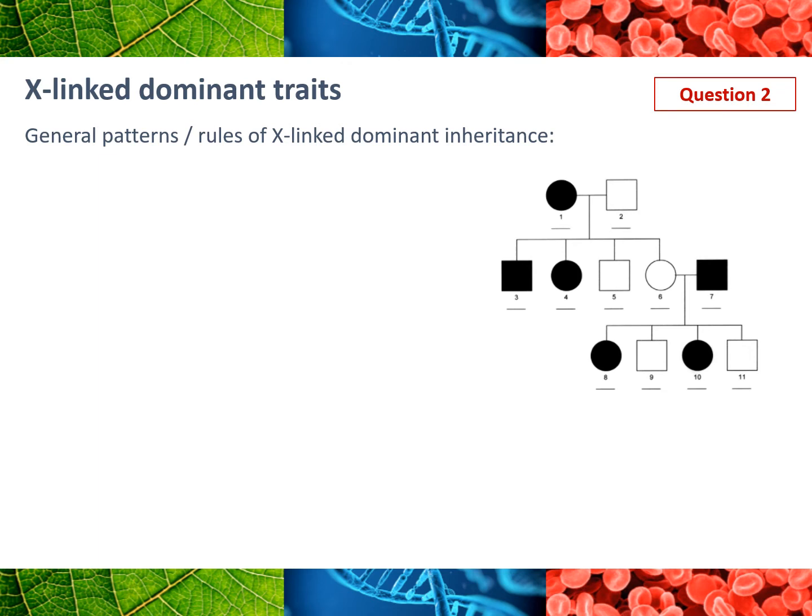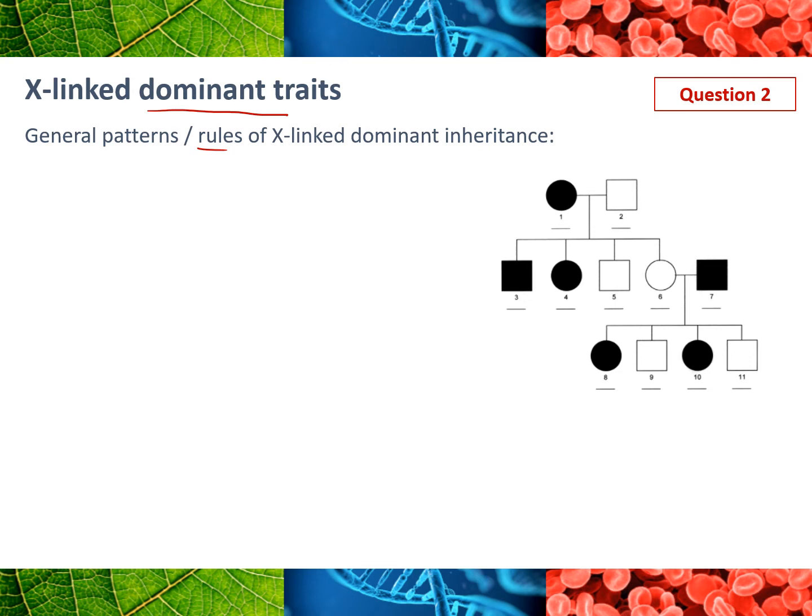Okay, we're going to look at dominant traits first, and there's a few patterns, and rules, I guess, that you can pick up with X-linked dominant inheritance. And in the worksheet, I do want you to explain a couple of these patterns. So if you just have a look at this pedigree, before I put anything up, maybe observe a few things.